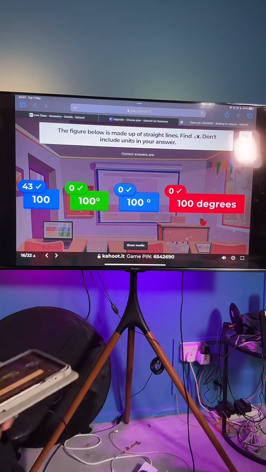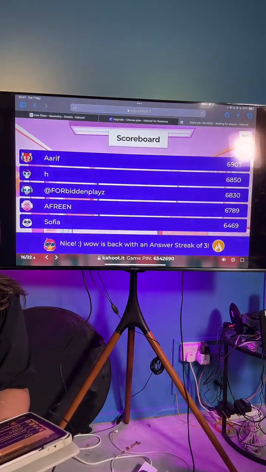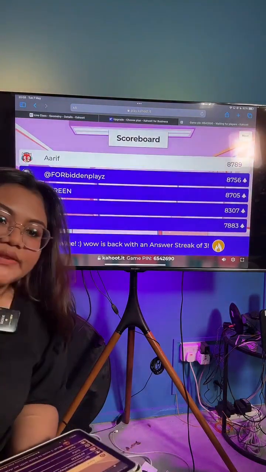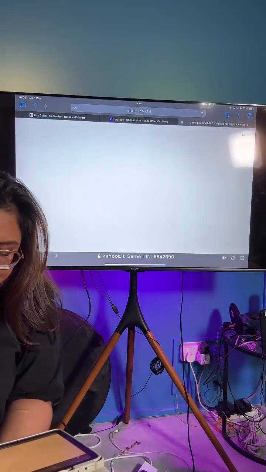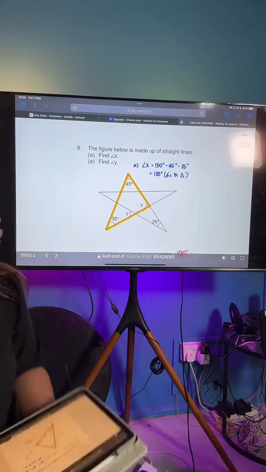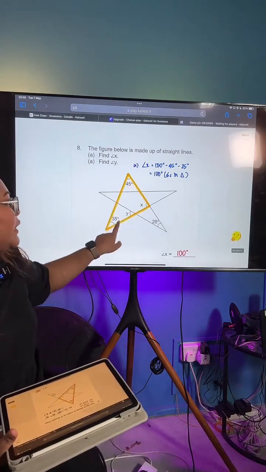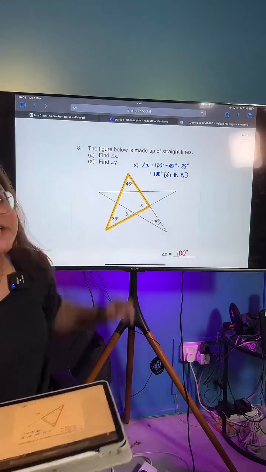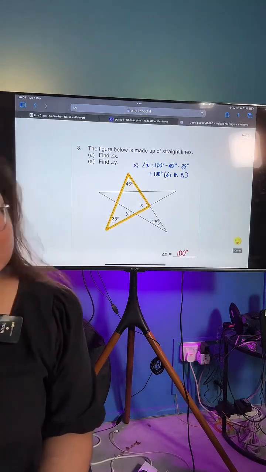100 is the correct answer. How did we get 100? Very simple. Focus on the triangle that angle X is in, the highlighted triangle. In a triangle, minus away the 2 angles to give you the third one, which is 100. Okay?